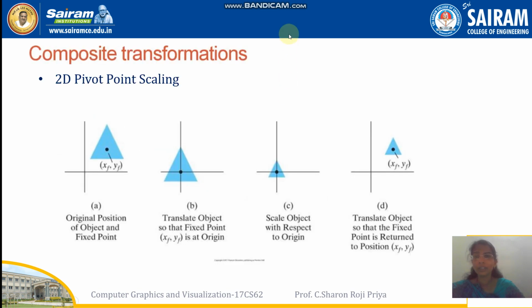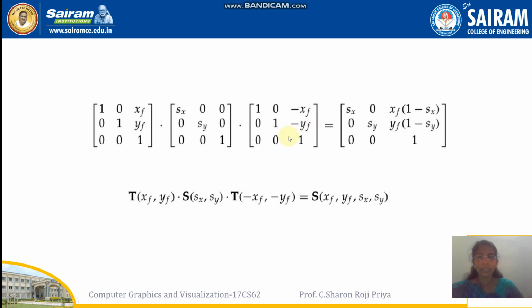And the last case is 2D pivot point scaling. You know, scaling is changing the size of my object. Now pivot point scaling: I have to perform scaling with respect to this pivot point. So what I have to do is move the object so that this pivot point coincides with your origin. Then perform scaling. Then move back the object to its original position. Right, these are the steps.